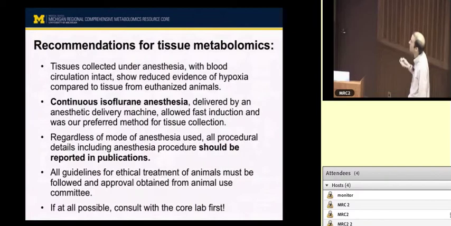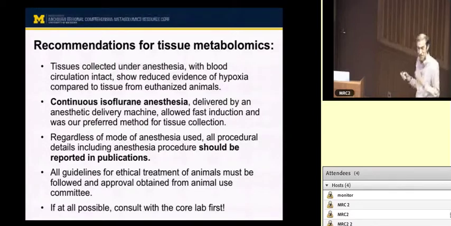Okay, so what does this all mean? If you're going to collect tissue, what should you do? I recommend, and I think others are coming on board with this, that tissues be collected under anesthesia for the purposes of metabolomics, with blood circulation intact, because this shows less evidence of hypoxia. If you're trying to study a phenomenon that is time sensitive, we recommend continuous isoflurane anesthesia, because it is fast to induce and allows fast initiation of tissue collection.